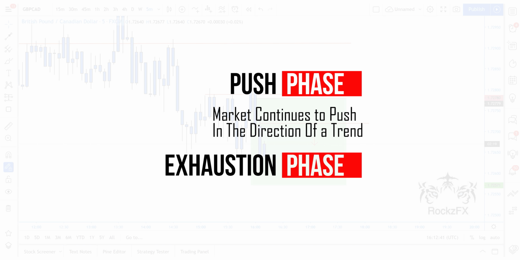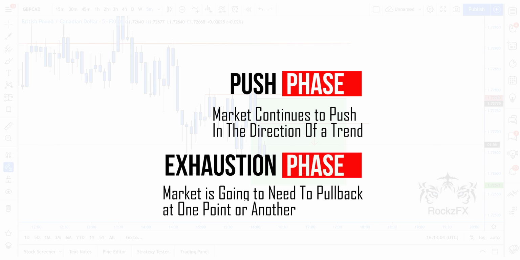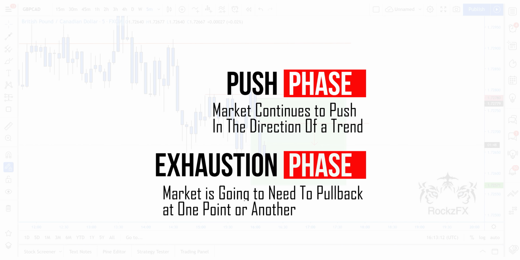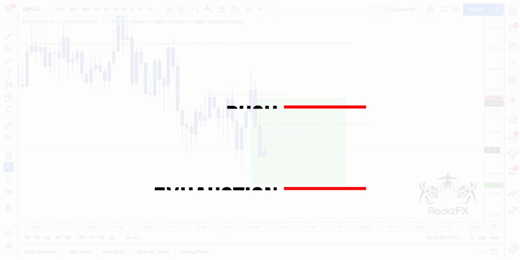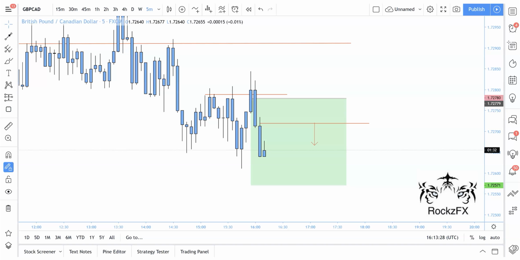That's a push phase. Now, in any push phase, we also have what we call an exhaustion phase. So the market's going to need to pull back at one point or another. You guys may know it as collecting orders, hunting stop losses, or the banks coming back to add more orders to their trade. You know, so many theories out there. But the point is, there's two flows, push phase and exhaustion phase. And right now we're in a push phase.